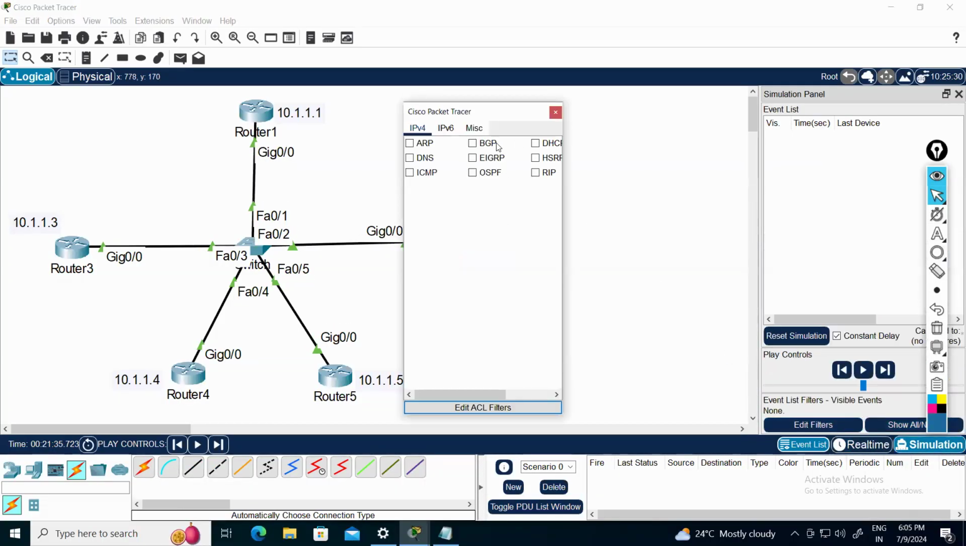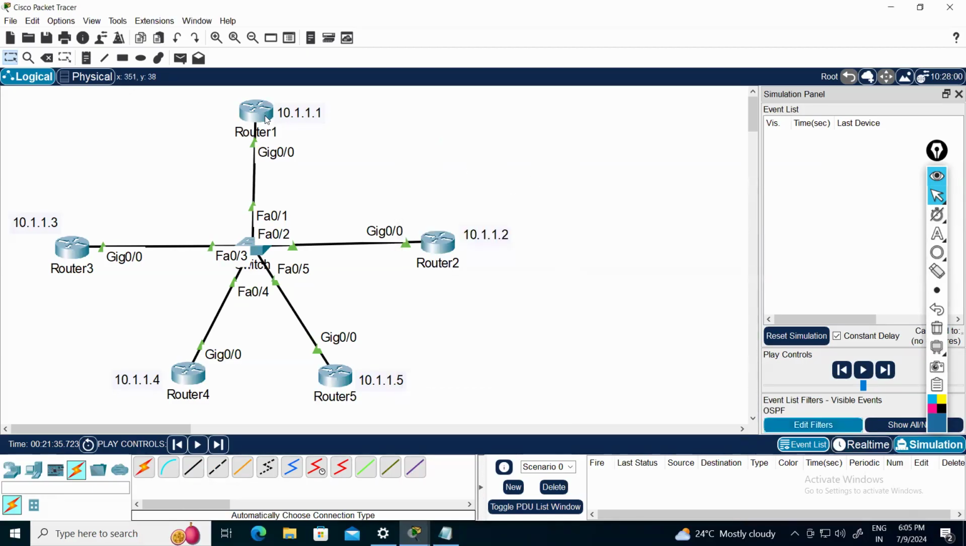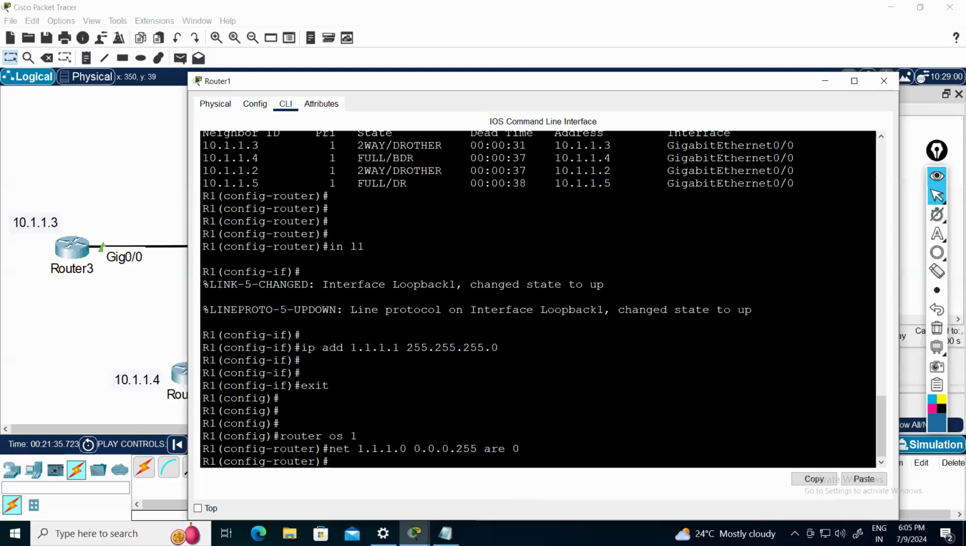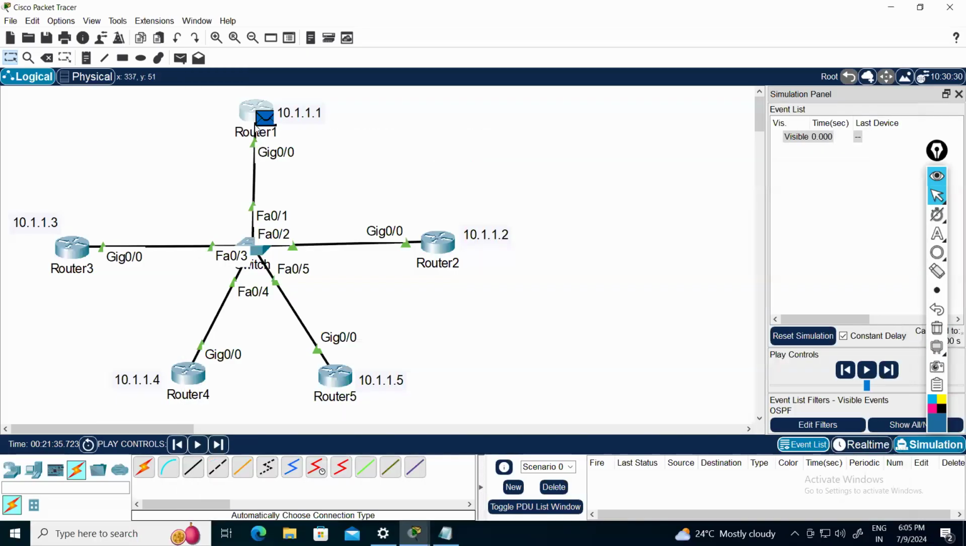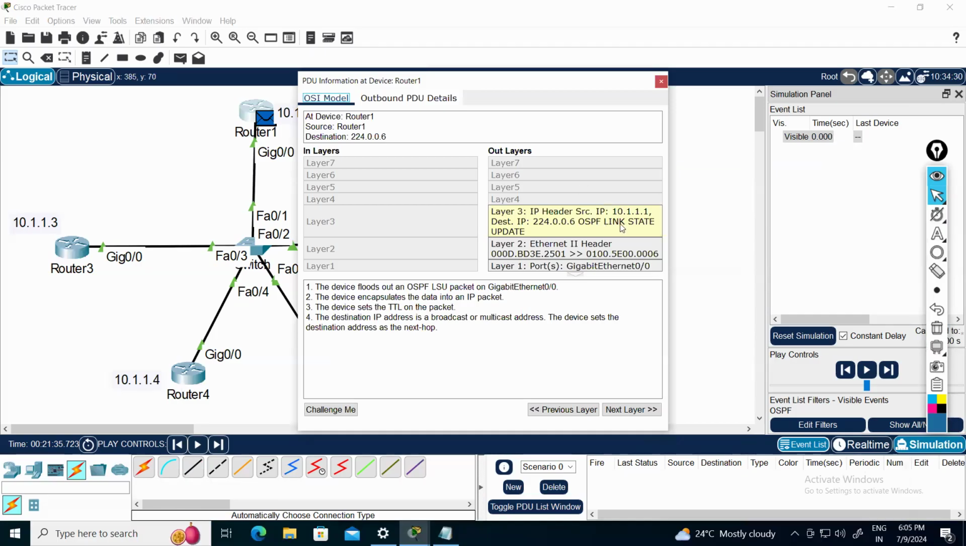And I'll say I just want to capture only OSPF protocol. Okay. Now see. Hit enter. And you will see one message is generated. If I open this message, what type of message? OSPF. If I click on this message, this is a link state update message. We'll talk about the message types also. But if you see, what is the destination IP address? 224.0.0.6. DR and BDR only.